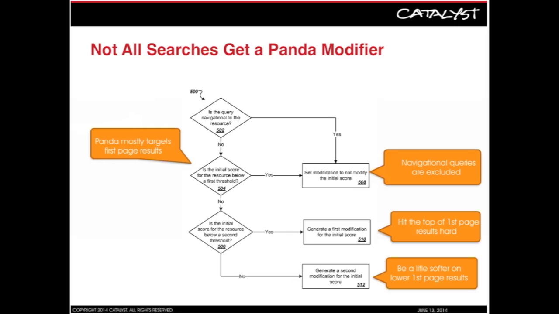So that's the flow it's using to determine if this is a type of query that should be affected by Panda, and if it is a type of query that should be affected by Panda, where does it currently rank, to see how severe that Panda algorithm is going to hit it.